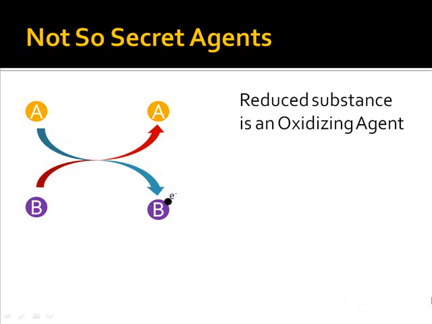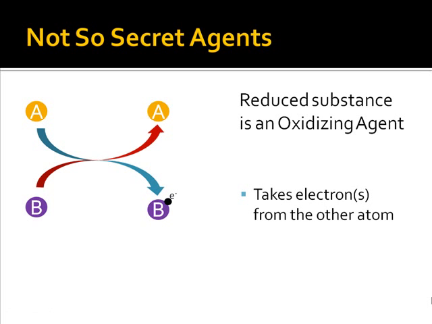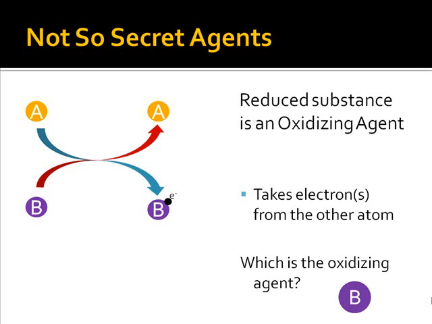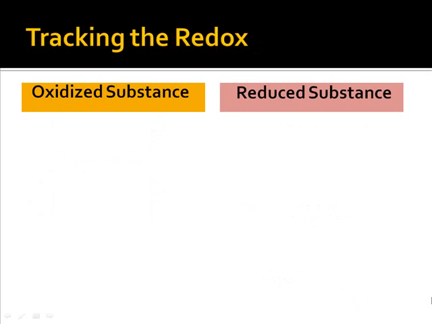The opposite of this is true. The reduced substance is considered the oxidizing agent. I highly recommend just focusing on figuring out which one is oxidized, which one is reduced, and then you can assign the other term. So once you know it's oxidized, you also know it's the reducing agent. Once you know something is reduced, you also know it's the oxidizing agent. The reduced substance is the oxidizing agent because it's taking electrons from the other atom, causing the other atom to be oxidized. And I think if you got the other one, the reducing agent is letter A, clearly the oxidizing agent is letter B. So here's just a list of how we can track the redox, which is the term that's typically used for oxidation reduction reactions.